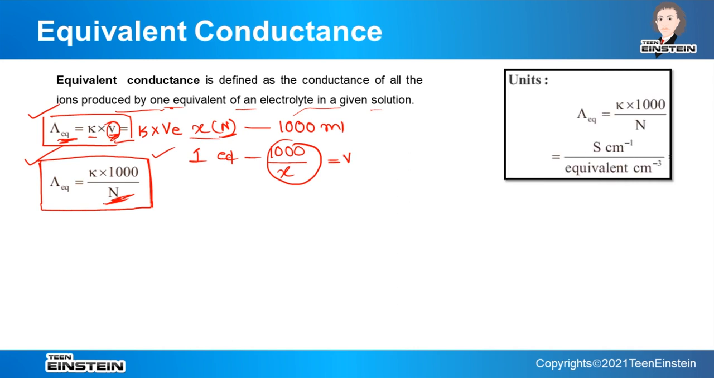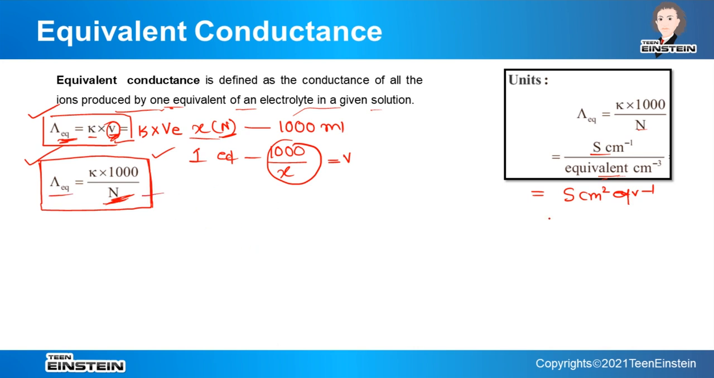So the unit is the same as we have seen in the previous case. Kappa is in S centimeter inverse or ohm inverse centimeter inverse, and N is in equivalent per centimeter cube, that is equivalent per ml. In the previous case, that is molar conductance, we mentioned moles per centimeter cube, but now it will be equivalent per centimeter cube. So ultimately the unit will be S centimeter square per equivalent. This is the unit of lambda equivalent, that is equivalent conductance.